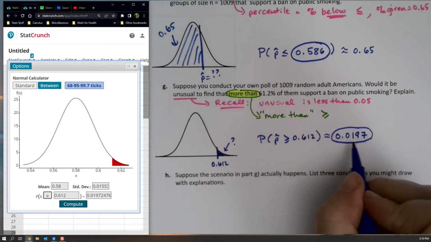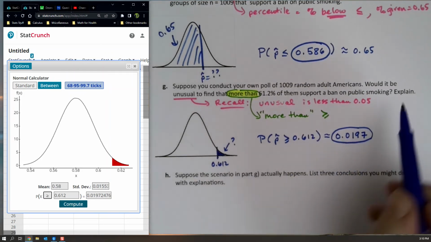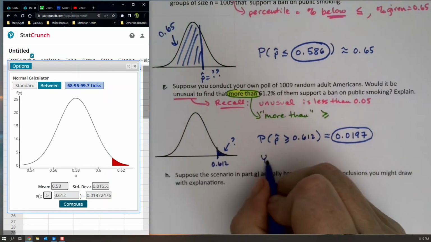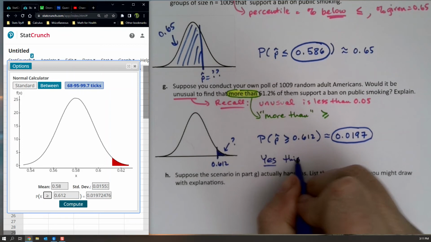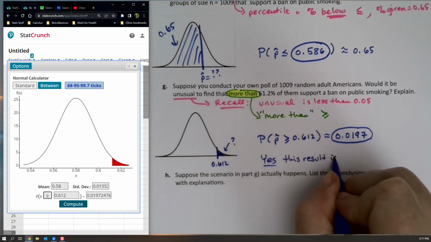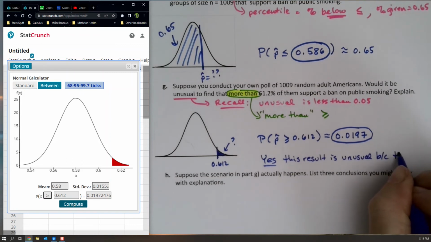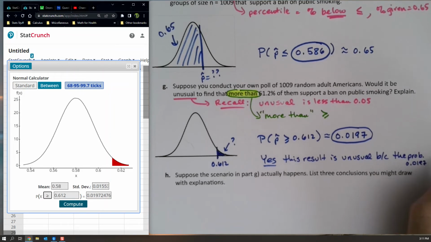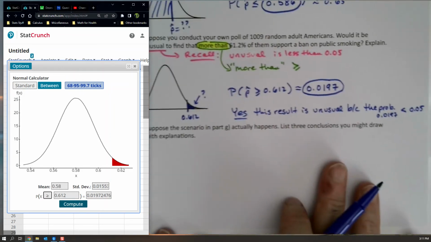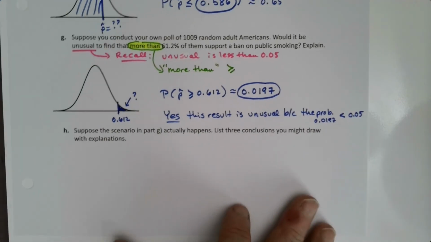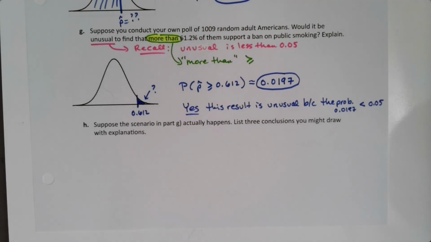All right, so 0.0197. Now, don't forget to answer the question. Would it be unusual? Yes. This result is unusual because the probability, which was 0.0197, is less than 0.05. Oh, I'm sorry, that's off screen. I can make that part go away now. We're done with StatCrunch right there.